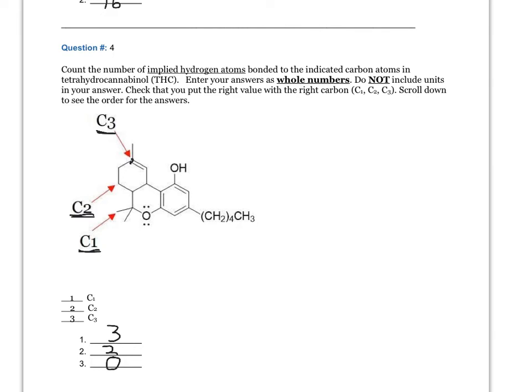Four bonds are shown: 1, 2, 3, 4. Okay, so 0 hydrogens. 2 bonds are shown, so 2 implied hydrogen atoms. 1 bond is shown, so 3 implied hydrogen atoms.